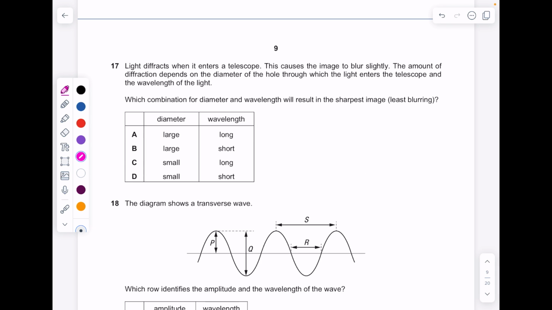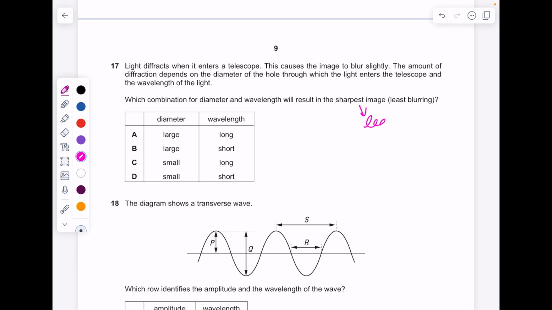Light diffracts when it enters a telescope. This causes the image to blur slightly. The amount of diffraction depends on the diameter of the hole through which the light enters the telescope and the wavelength of the light. Which combination for diameter and wavelength will result in the sharpest image, least blurring?